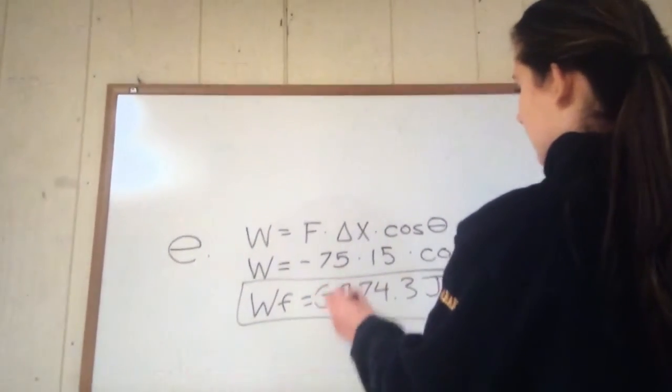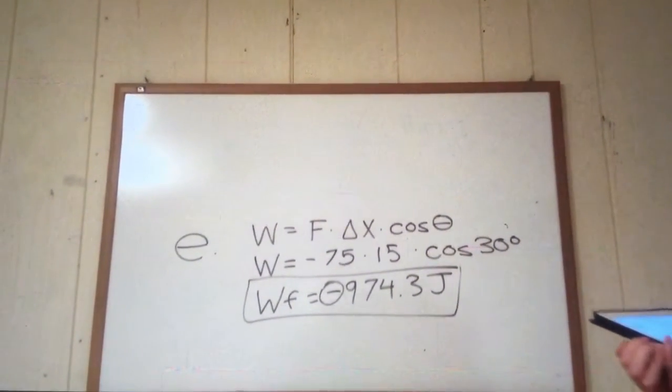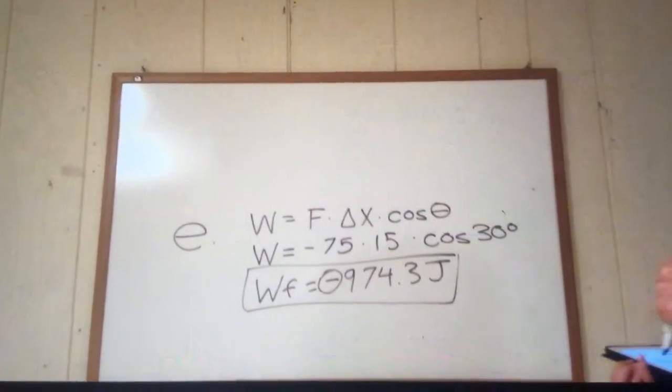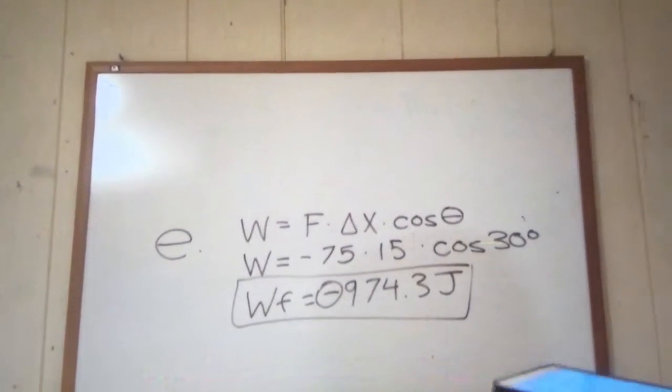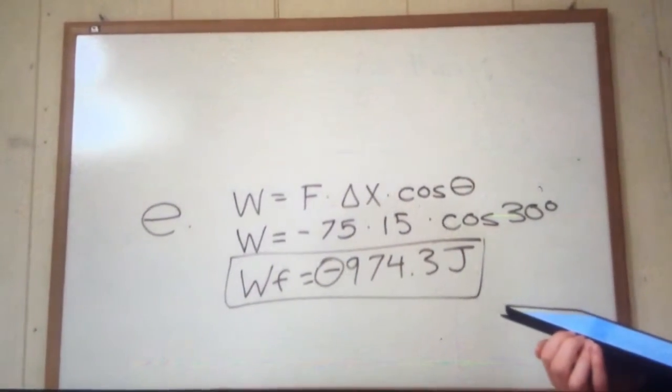Noting the negative sign here, we see that the work done by friction has the same number as the work done by the force applied, but it is opposite in direction. Therefore, the force of friction is equal and opposite in direction of the force applied.